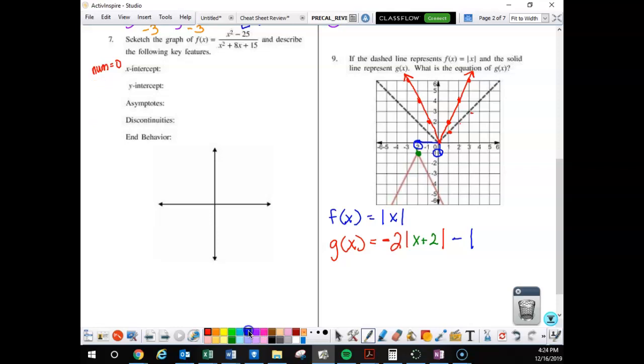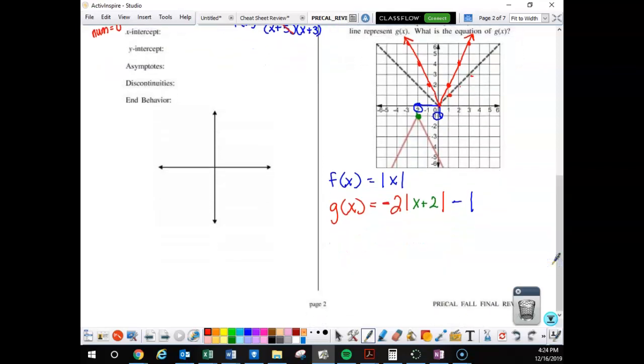So first of all, let's factor this out. x squared minus 25 is a difference of squares, so that's x plus 5 and x minus 5. And then in the denominator, I need 2 factors of 15 that add up to 8. So let's do x plus 5 and x plus 3. All right. So remember, whenever you cancel out 2 factors, that is where the hole is at, right? Removable discontinuity.